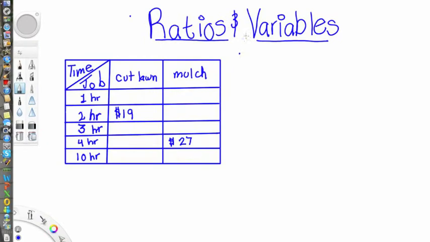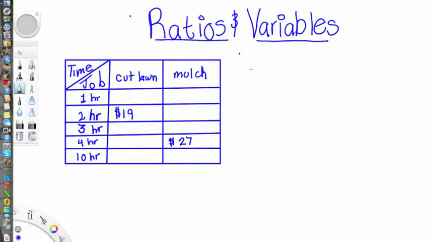Today we're looking at ratios and variables. This application of ratios is very practical. We can use setting up equivalent ratios, also known as proportions, to help us find unknowns. For example, if we have a chart here with a lot of data missing, it tells us the amount of time in hours on the left-hand side, and then the jobs being performed, then how much money you can earn. For cutting lawn for 2 hours, you get $19. For mulching a flower bed for 4 hours, you get $27.